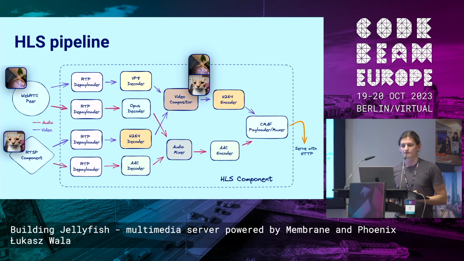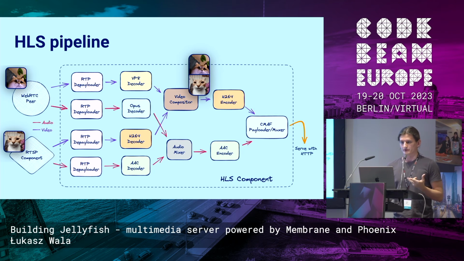So let's say we have a WebRTC peer and an RTSP component in our Jellyfish room. They use the RTP protocol. So in order to use the media, we have to somehow take the payload out of the RTP protocol. And this is done by the RTP depayloader elements. All of the rectangles in this example are Membrane elements.